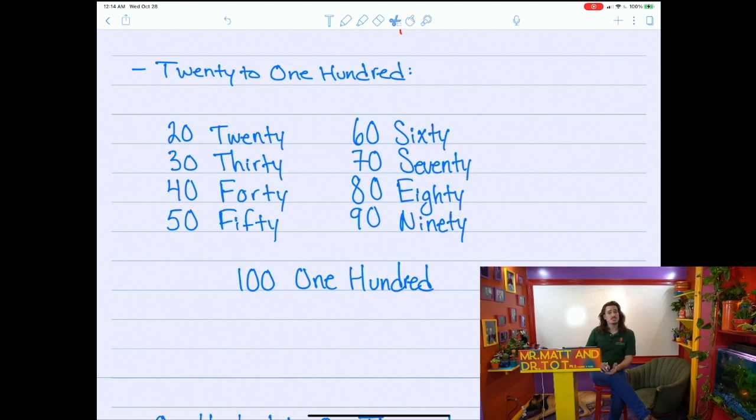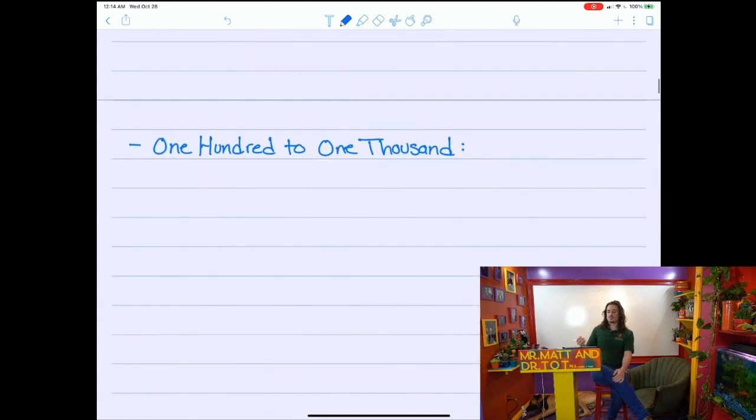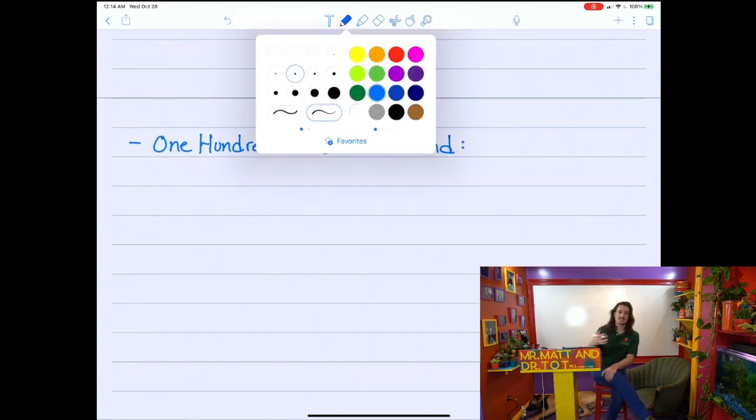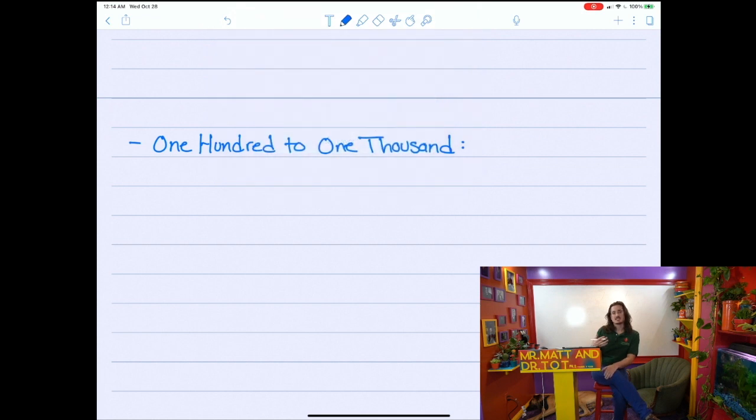If there are any questions at any point, feel free to always drop a comment below. Otherwise, from 100 to 1000, now we're talking about multiples of 100, so it's going to follow the same type of convention, but instead of them being multiples of 10, now we're going to say 100, 200, 300, 400, and so on and so forth.